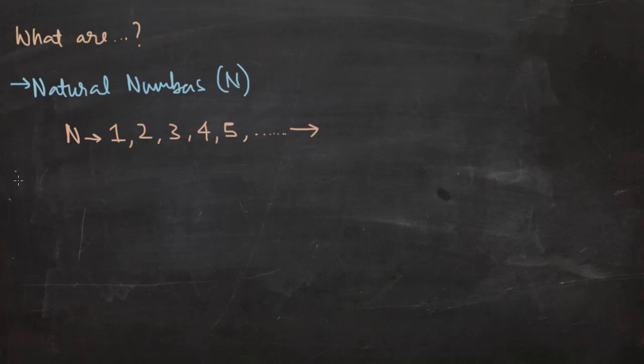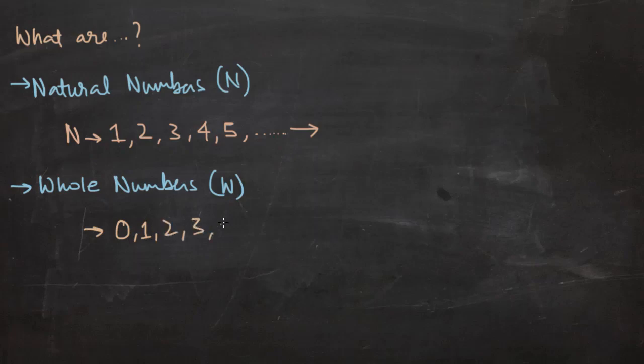Next, we ask the question, what are whole numbers? Whole numbers are denoted with the letter W and make up the set of numbers similar to natural numbers, except we include the number 0 here. So 0, 1, 2, 3, 4, 5 and so on, extending to the right, denoted with the letter W.